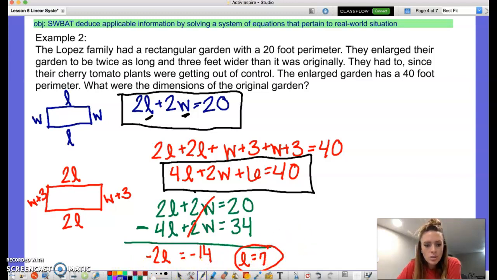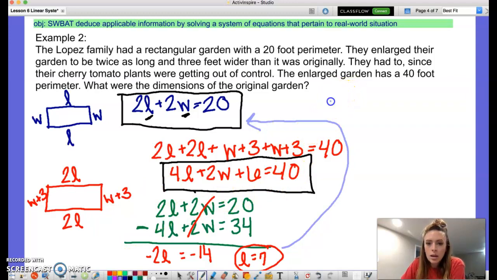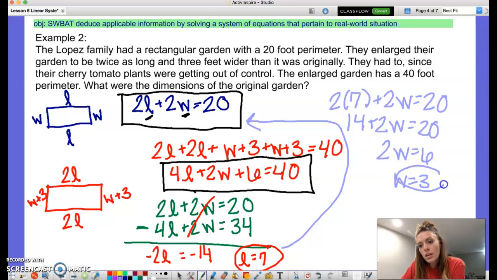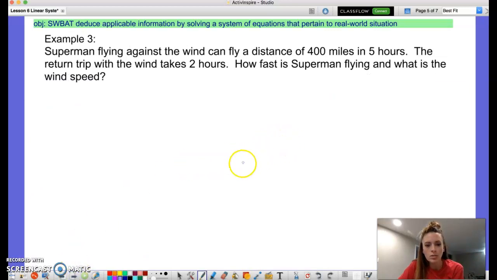Okay, now all we need to do is plug this 7 back in to one of our equations up here, right? So we'll have 2 times 7 plus 2w equals 20. So this is 14 plus 2w equals 20, and 2w equals 6, and w equals 3. So the length and width of our original garden is 3 feet by 7 feet. All right, good time to pause me while you do this problem, and then come back if you need help.